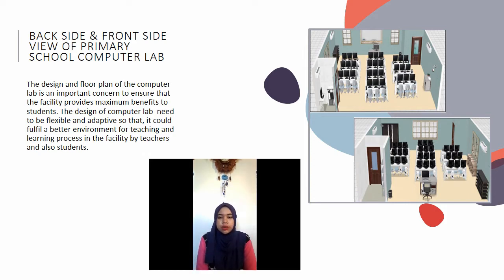Before this, we presented about computer layout and computer setup by Anis. Now I will continue with my part, which is floor plan, furniture, and room condition. But I will present about floor plan and room condition, and furniture I will pass to Nurul Fatin Najwa to explain about furniture. Okay, now I will present about floor plan.